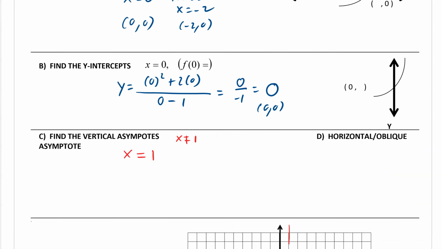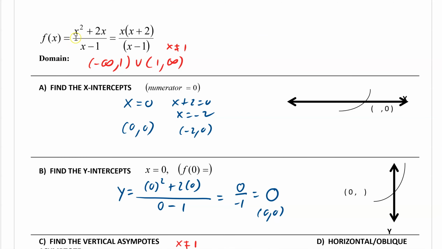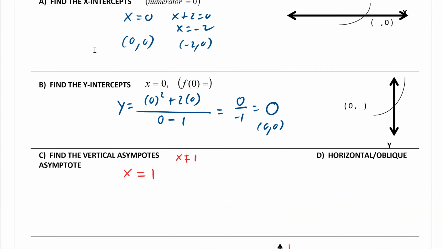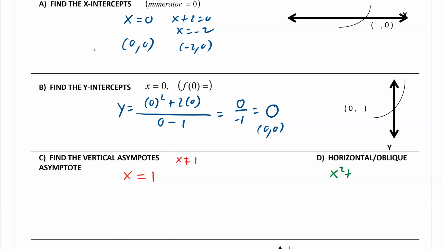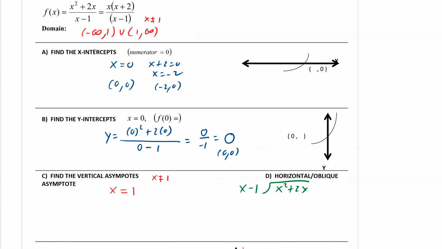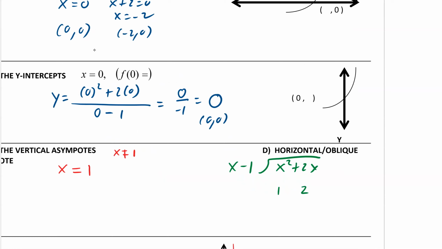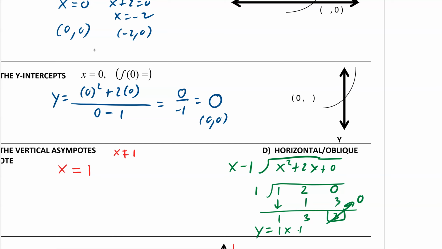Now the last one we have, this is now considered a slant or oblique asymptote because our top degree is bigger than our bottom degree. So we use synthetic division. We're going to take our x squared plus 2x and divide it by x minus 1. So we end up with 1, 2, and 0. There is no constant term there, and we're dividing by 1. And again, this is our remainder, and the remainder goes off to 0. So we end up with y equals 1x plus 3.